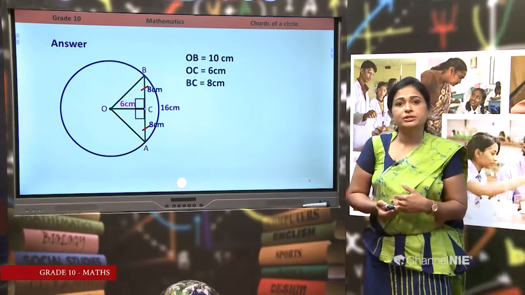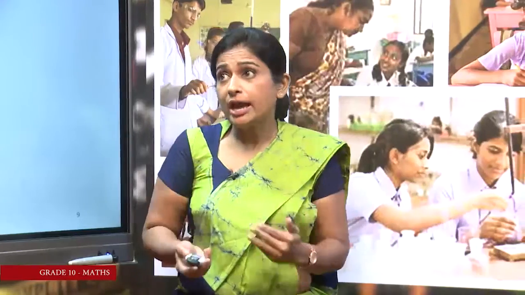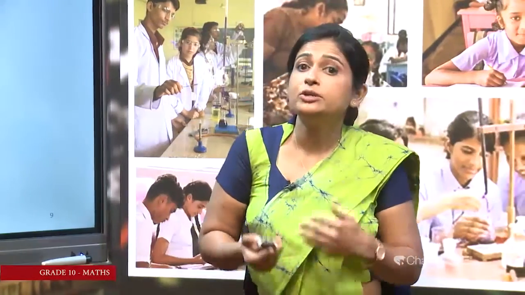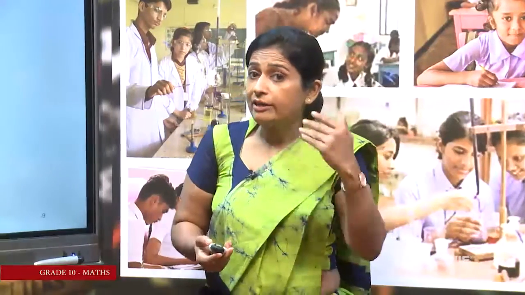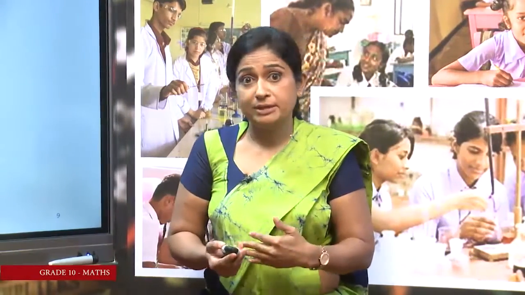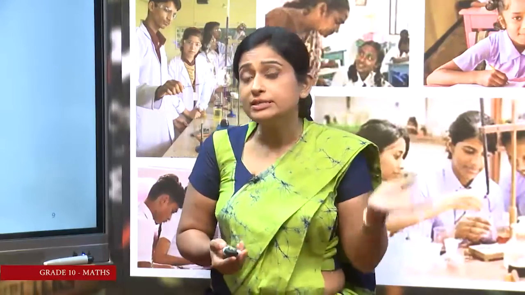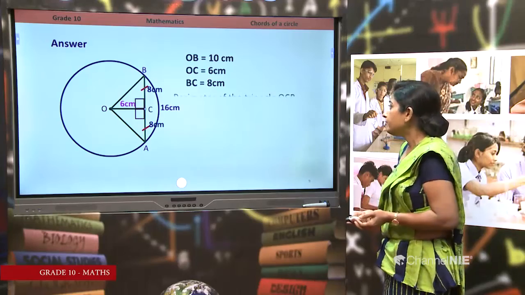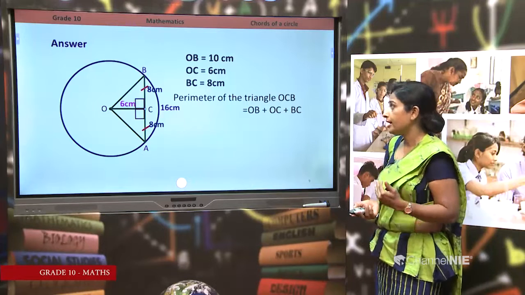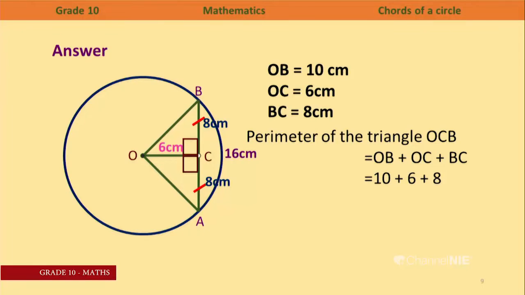To find the perimeter of this triangle, we should add up the lengths of these three sides. Perimeter means length around the figure. Now we have to add up the length of all these three sides to get the perimeter of the triangle OBC. Let's add them. So, 10 plus 6 plus 8. 10 is OB, OC is 6 centimeter and 8 is BC length. Then we get 24 centimeter.